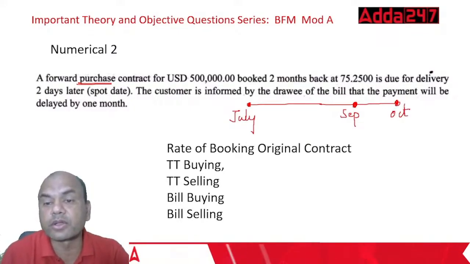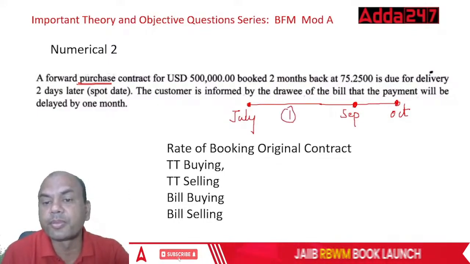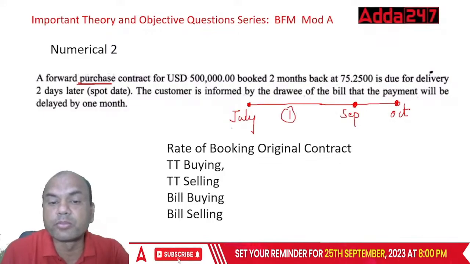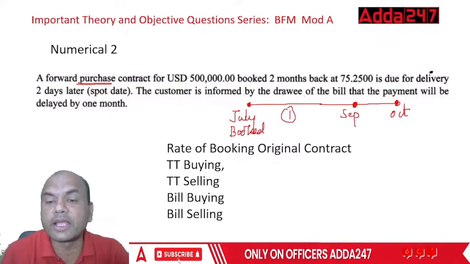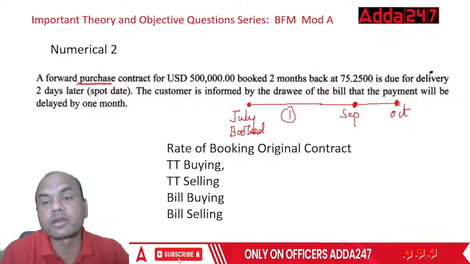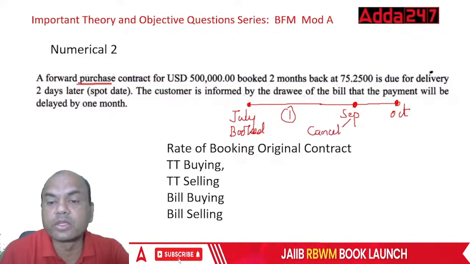In this case, what have you to do? This contract was already here. This is contract number 1. So this contract number 1 was booked over here. Okay. So if it is booked, it has to be nullified over here. Cancelled over here. See here, the rule is very simple.